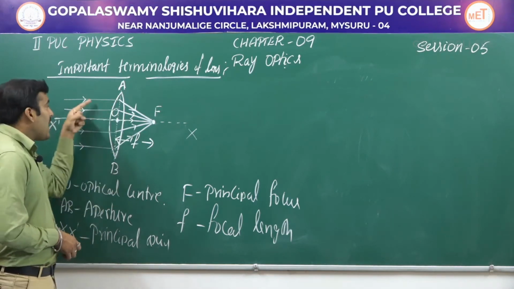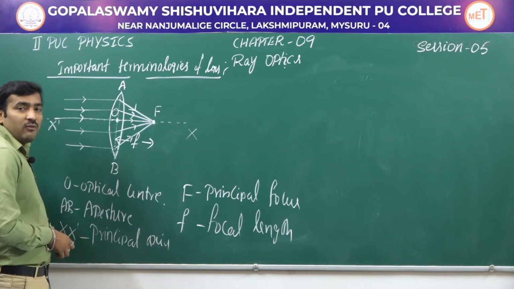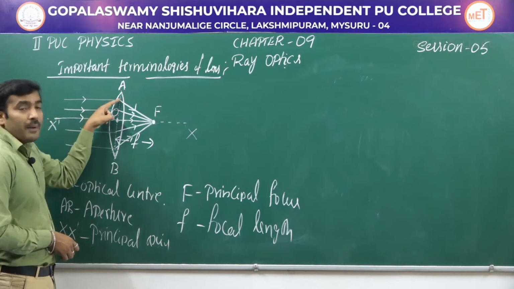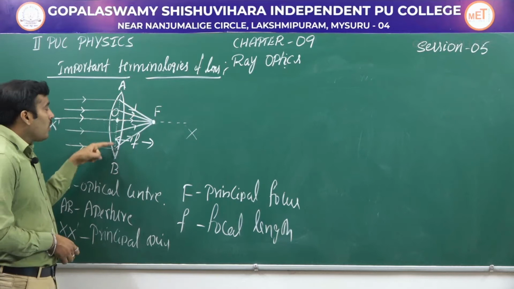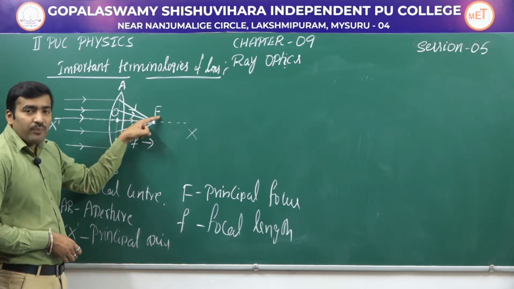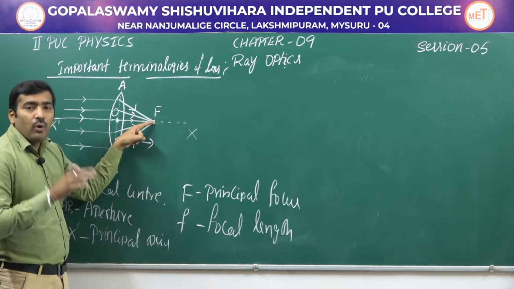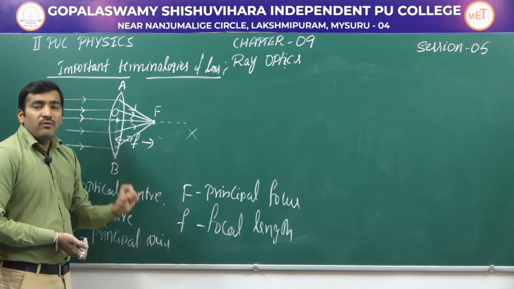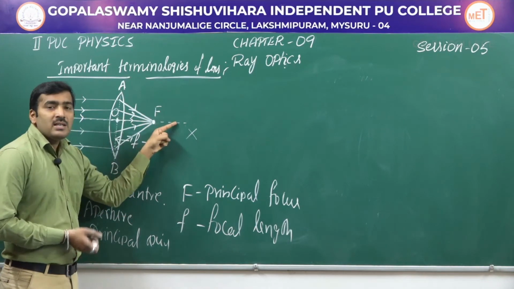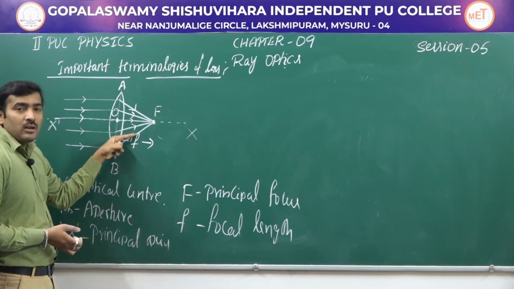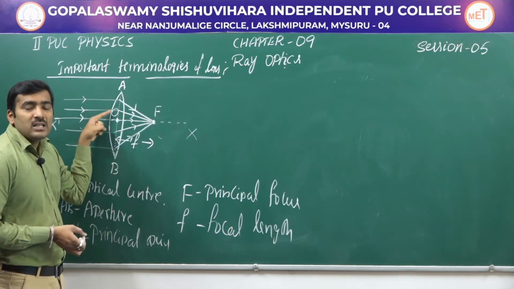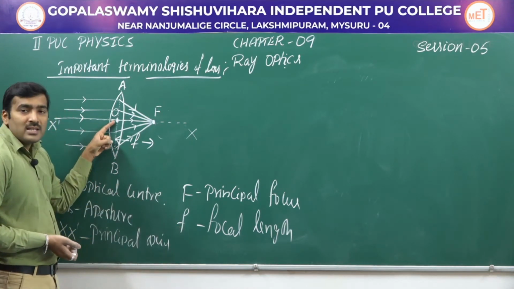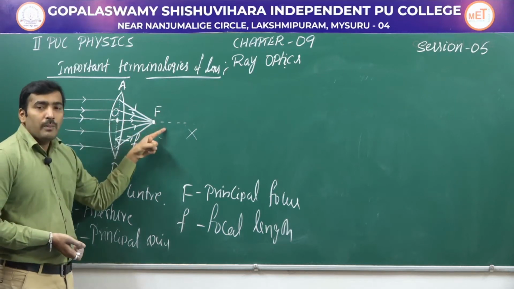Then when a parallel beam of light from an object which is at infinity is incident on a convex lens, the refraction takes place at the aperture and all the rays are going to converge at a point F, and this point F is called a principal focus. And we defined what is this principal focus. Principal focus is a point on the principal axis such that the refracted rays converge at that point in case of a convex lens. Then we defined what is a focal length. A focal length is the distance between the optical center to the principal focus.